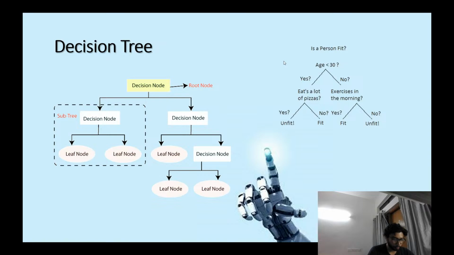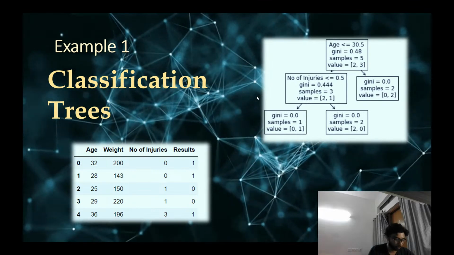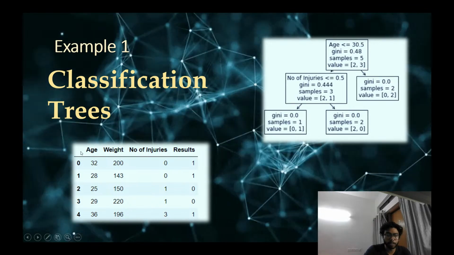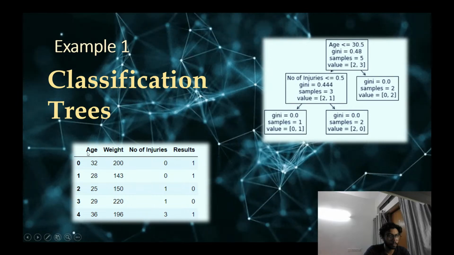Right. Now, what we will do is we will try to see how to calculate entropy and information gain with the help of one example. So, if you see here, let me explain this one first. Okay. So first, this is the age.